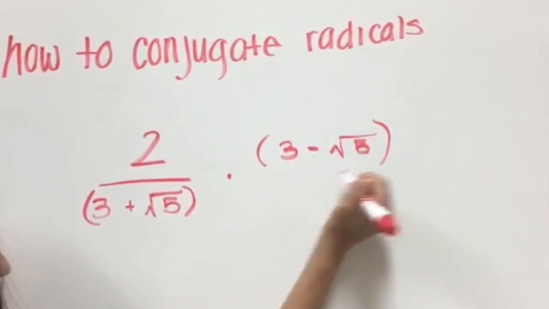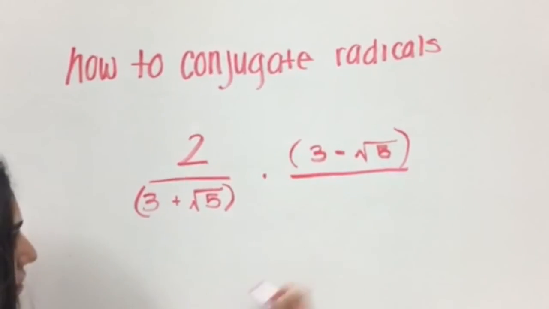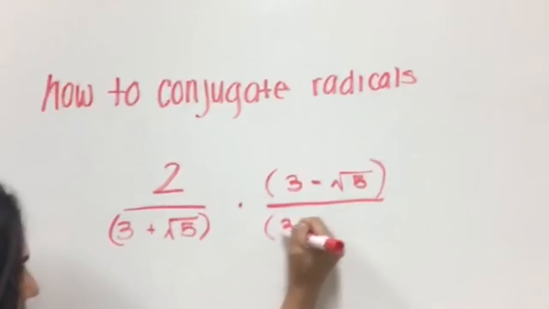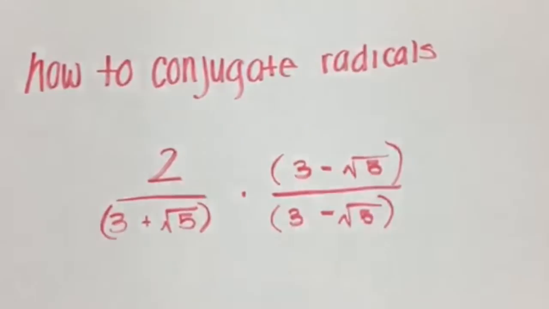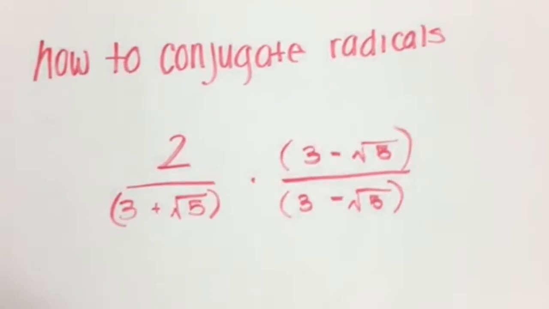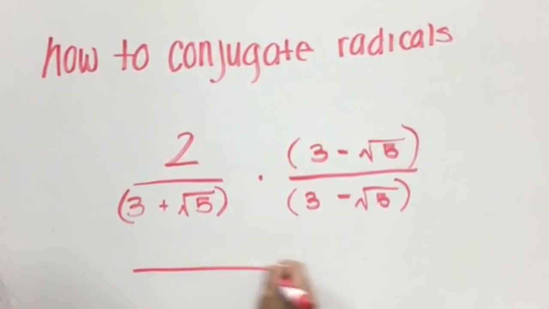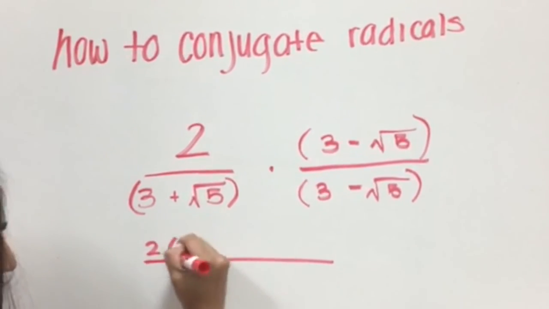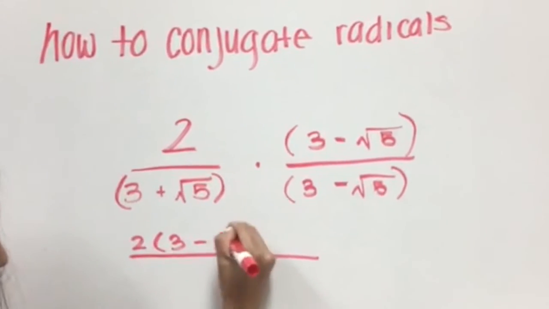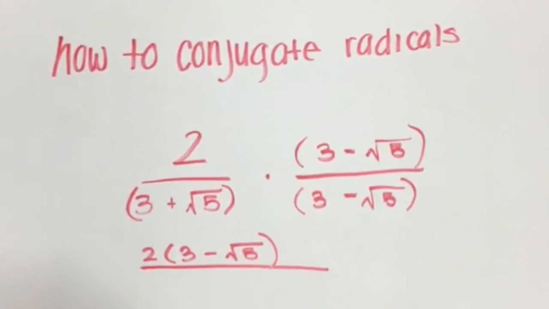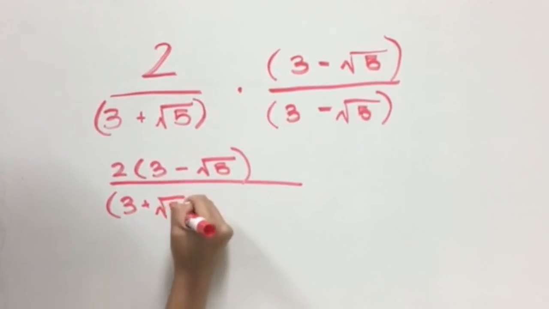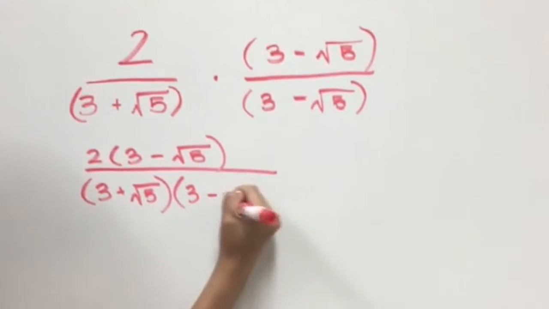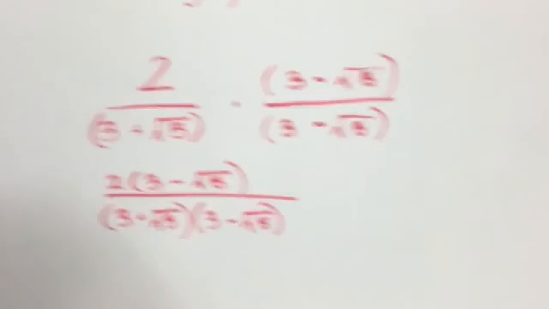And you're going to do this like you did on the other problems, on the top and on the bottom. So here we go again, multiplying both on top and bottom with 3 minus rad 5, because that is the conjugate of 3 plus rad 5. So we're going to multiply 2 times 3 minus rad 5 on the numerator, and we're going to have to FOIL 3 plus rad 5 times 3 minus rad 5.